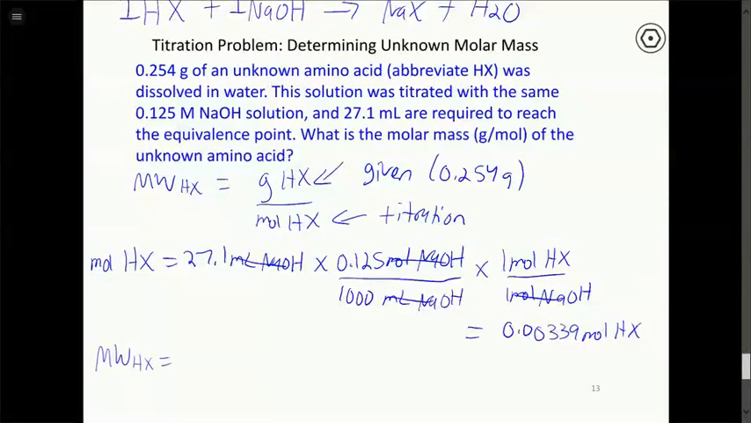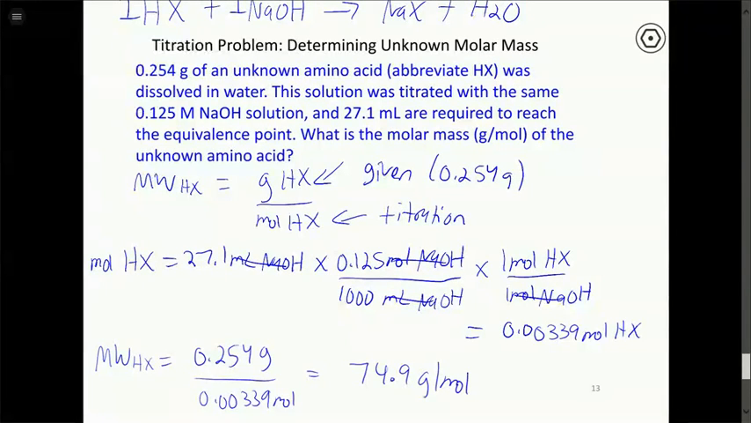So the mass was given to us, 0.254 grams. From the titration, we found that corresponds to 0.00339 moles. That gives us 74.9 grams per mole. All right, so this is how we can use titration to find an unknown molar mass.